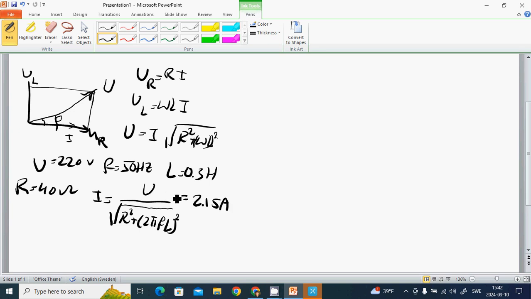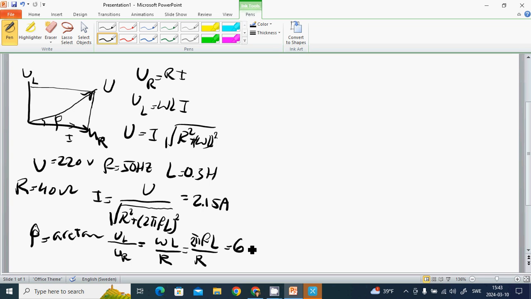And we are going to have a phi. Phi is arctan of UL divided by UR. It is omega L divided by R, which is 2 pi F L divided by R. We have all those values, and we put them in and find phi. It is 67 degrees.